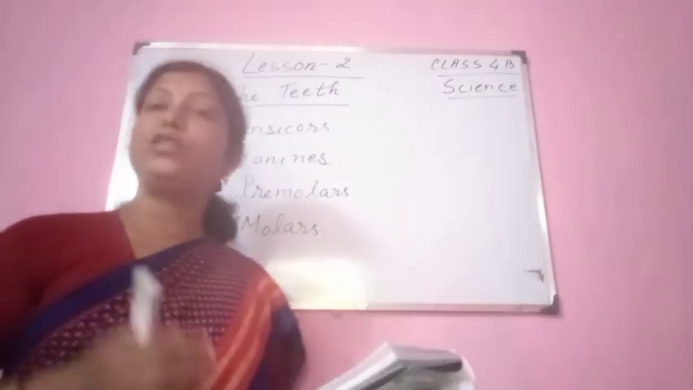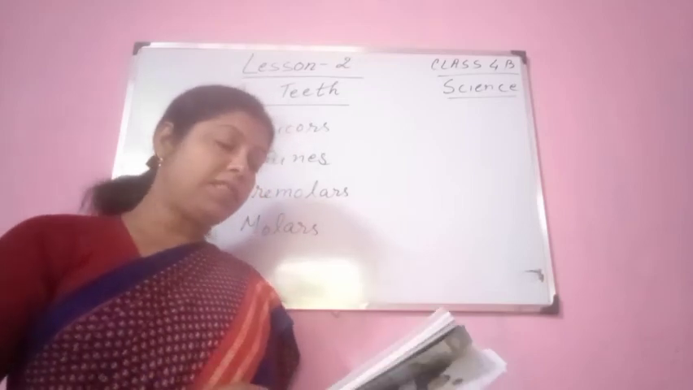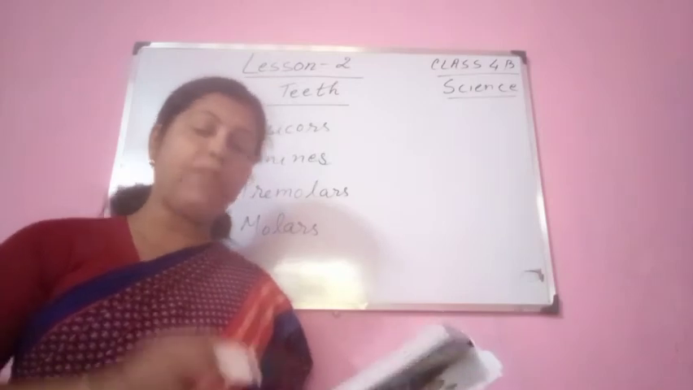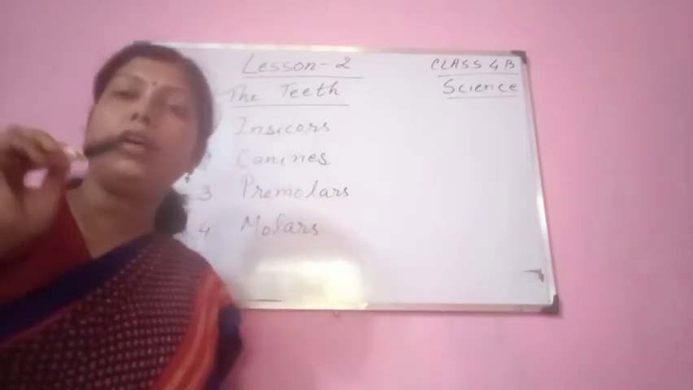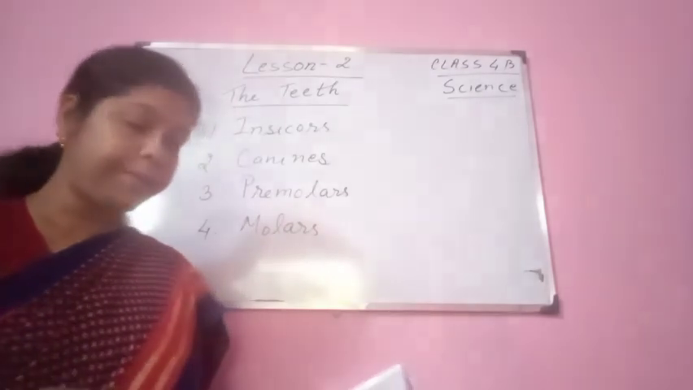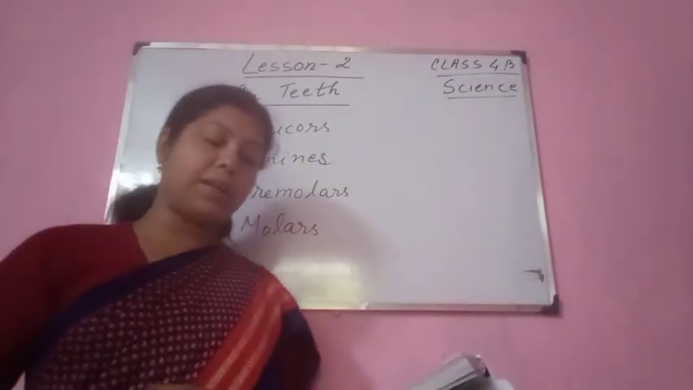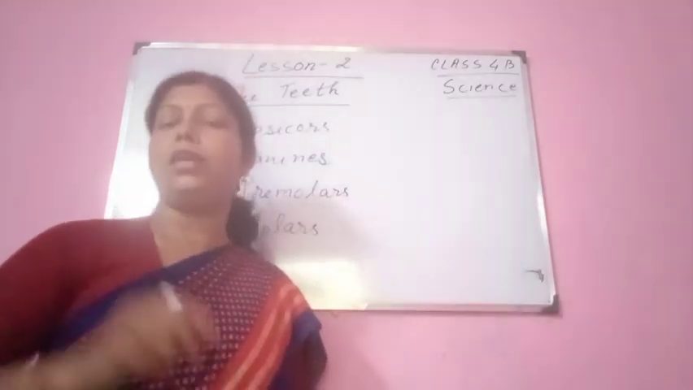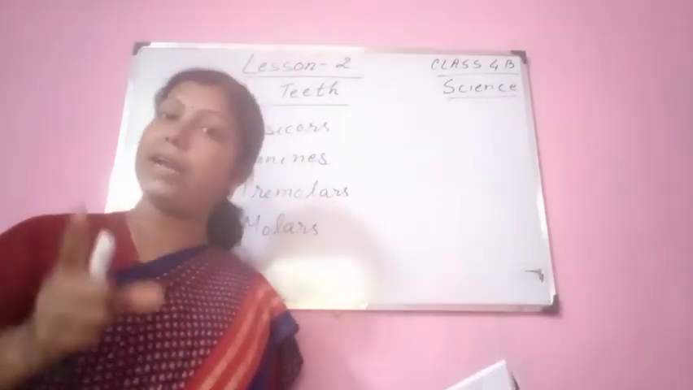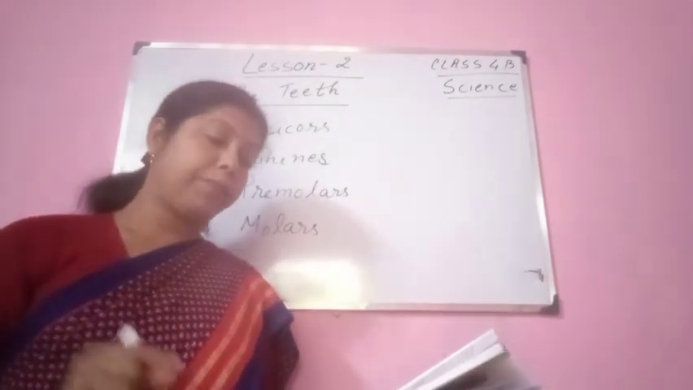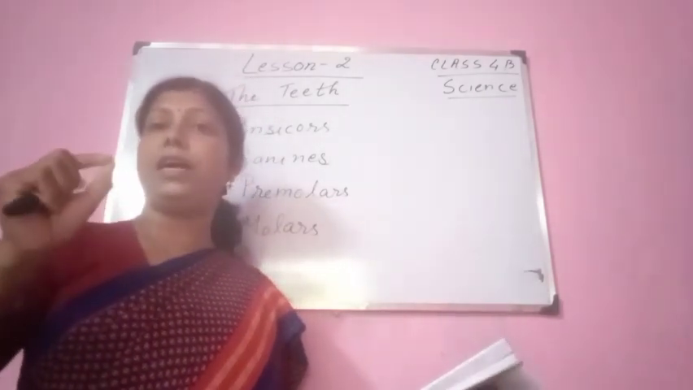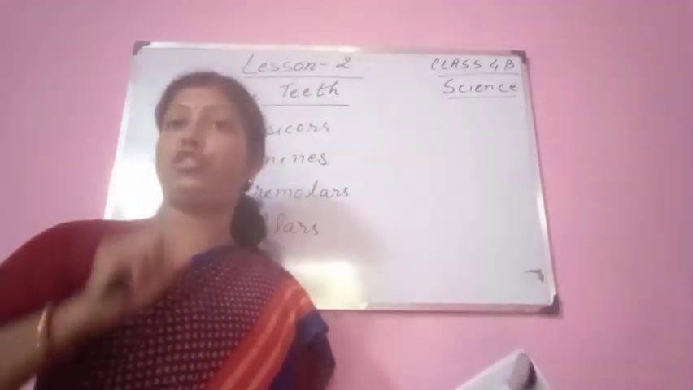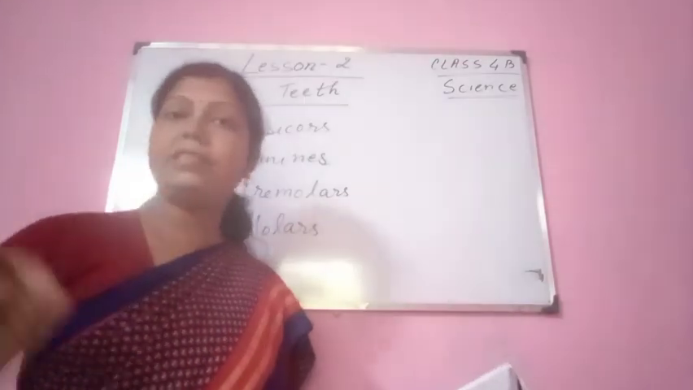And at last we have molars. You see here, molars are large flat teeth present next to the premolars. As compared to the premolars, molars are bigger, wider, and have ridges. If you compare it with premolars, molars are bigger. Wider, you understand what is the meaning of wider? The width is more, and they have sharp ridges, sharp edges.